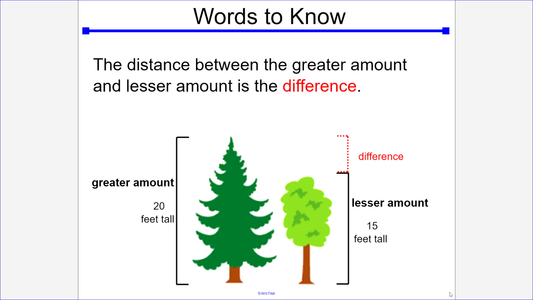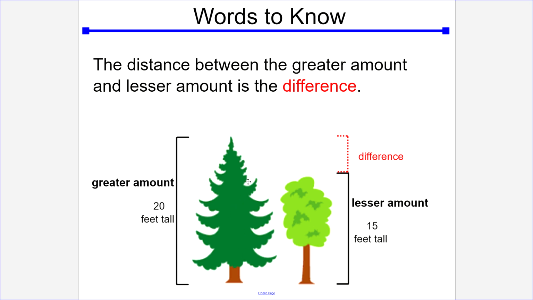The distance, third grade, between the greater amount and the lesser amount is called the difference. Oftentimes, when we compare two things, we're looking to find the difference, or the distance between the two amounts. You can see that there's a difference between the taller tree, the greater amount, and the shorter tree, the lesser amount. That distance, or difference between those two amounts, or the heights of the trees, is called the difference.